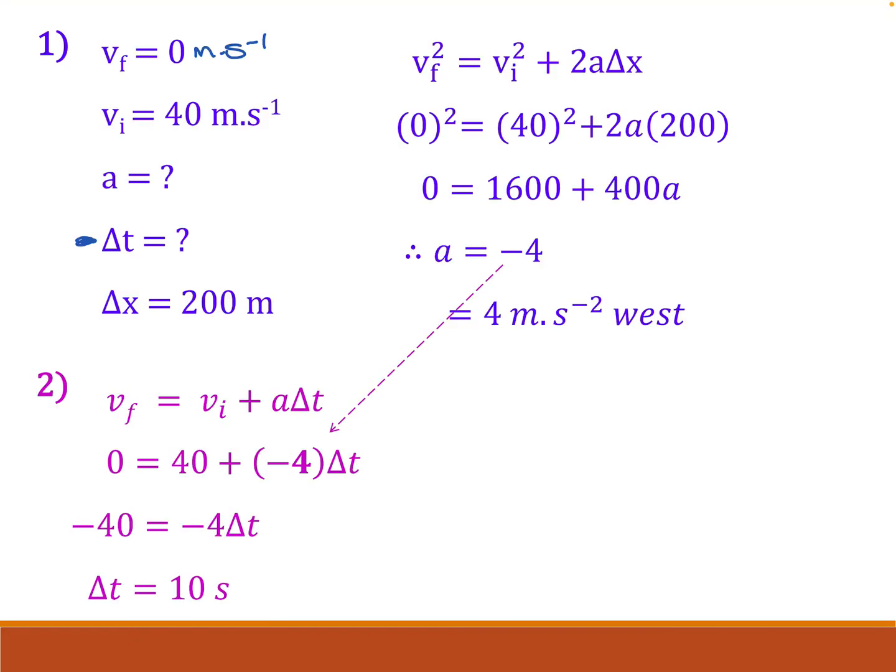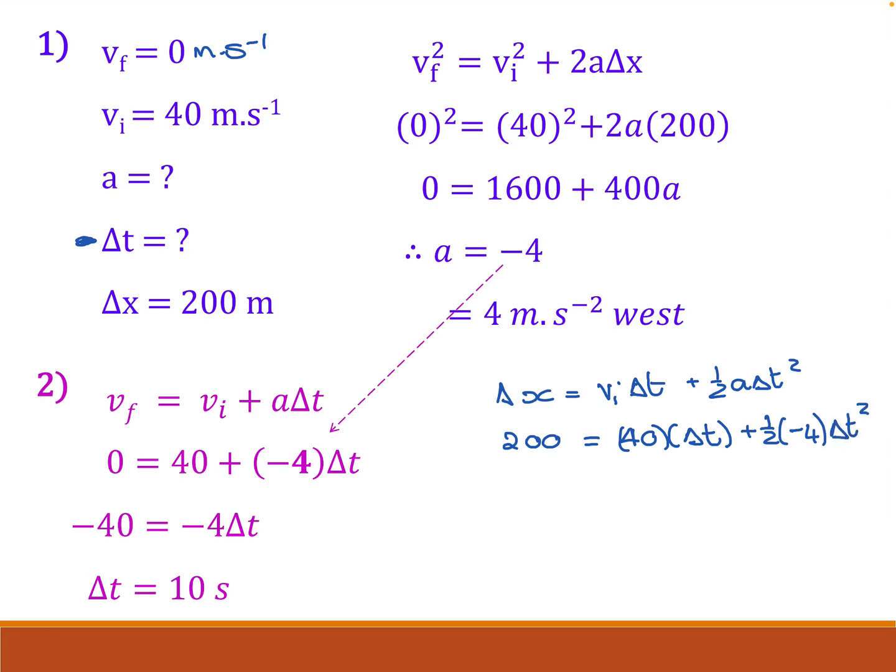What I need you to recognize at this point is I could have as well, if I had wanted to, use the equation delta x equals vi delta t plus a half a delta t squared. Because watch, this is 200. My initial was 40, and we want delta t plus a half minus 4 delta t squared. Now, if you look at this, you can see that perhaps this is going to become a little more difficult from a maths point of view.